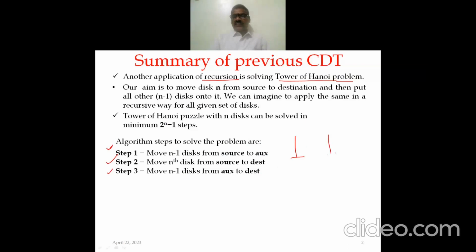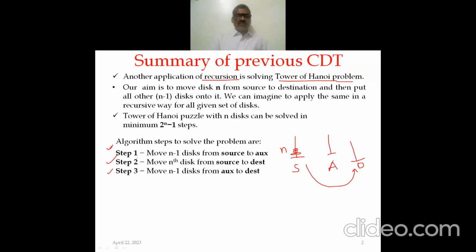So like this we have taken here, this is the source, this is the auxiliary, and this is the destination tower. We have n number of disks on this particular tower. This is disk 1 and this is disk 2, of different sizes, such that the larger disk will always sit at the bottom, and the smaller disk will be on top of all the disks. Fine. So we have to move all these disks from source to the destination by making use of the auxiliary. So this Tower of Hanoi problem can be solved by making use of recursion.